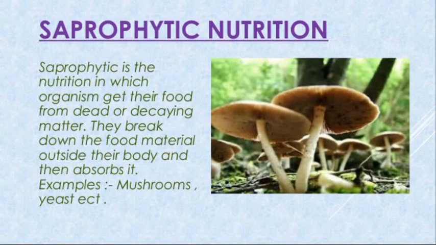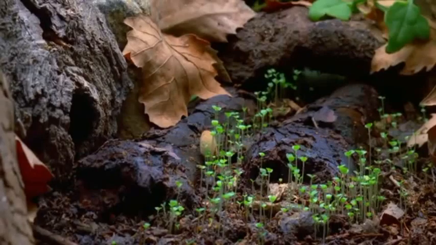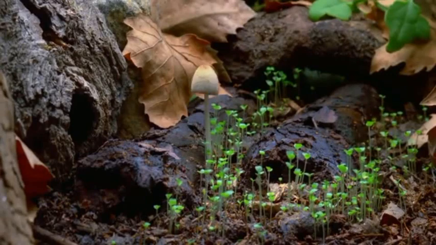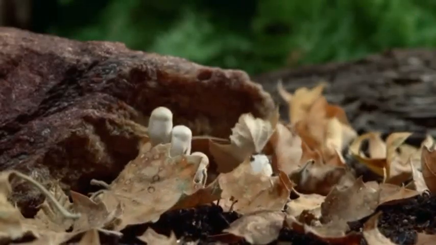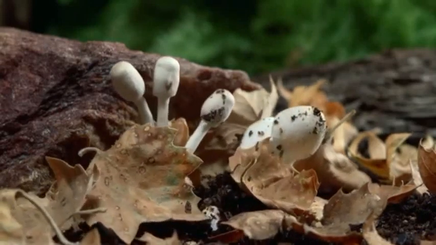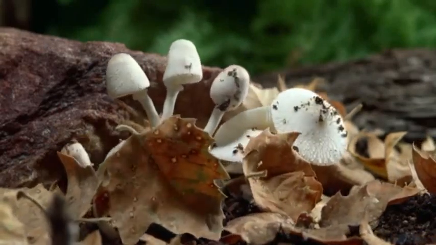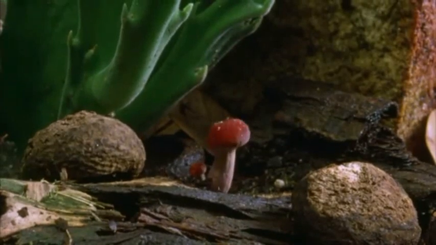Can we study the second type of heterotrophic mode of nutrition? It is saprophytic nutrition. Saprophytic nutrition means organisms get their food from dead or decaying matter. You might have seen mushrooms growing on dead and decaying materials. They grow on decaying organic matter such as cow dung, wood, dry branches, or the base of a tree.